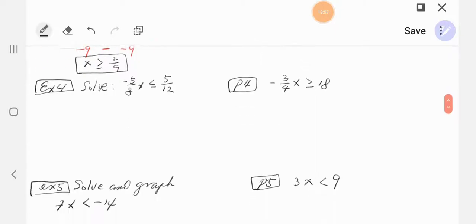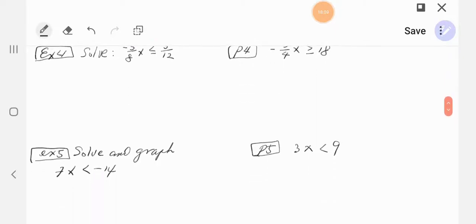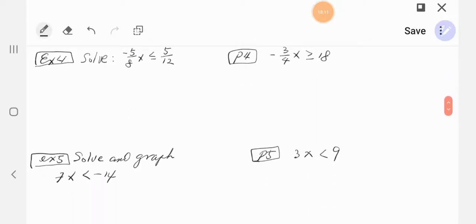Okay, let's do example 4. This is an inequality that also contains a fraction. It doesn't matter. Okay, let me rewrite this inequality.